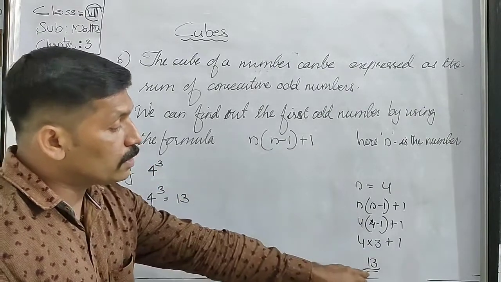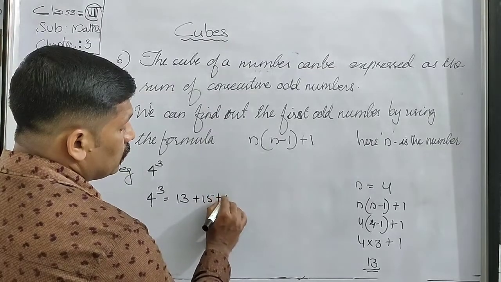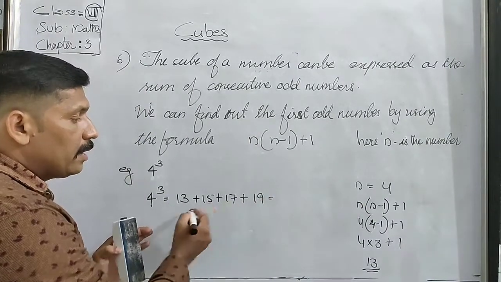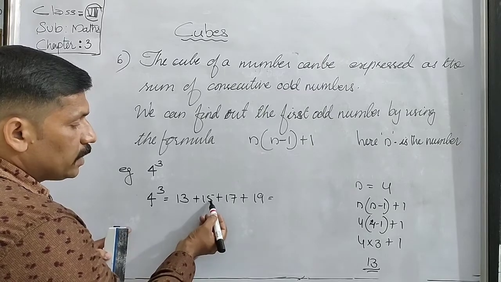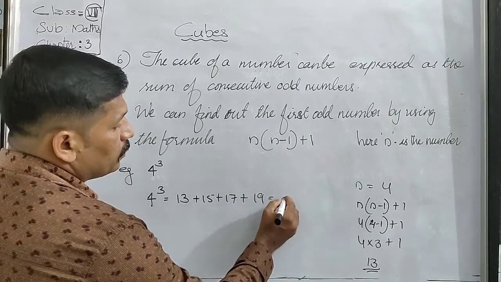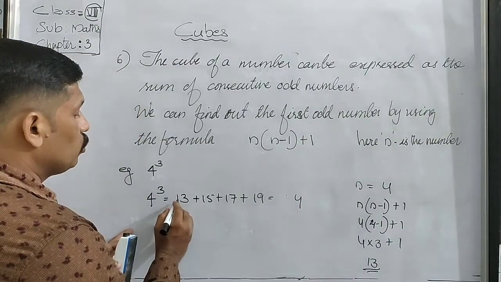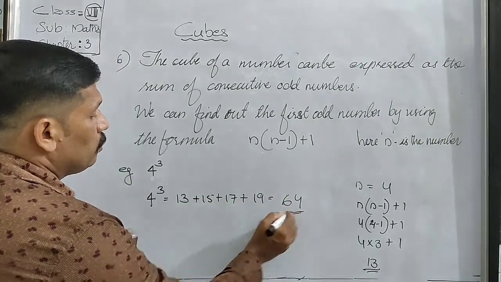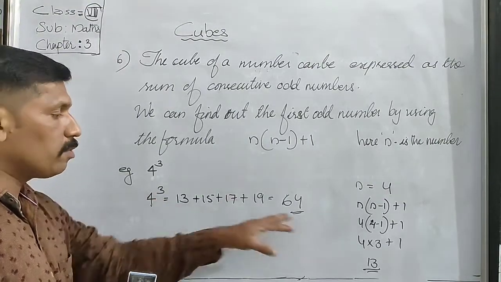In order to add that, first we start with 13: 13 plus 15 plus 17 plus 19. Now we have written 4 odd numbers. Here we can add and see. 3 plus 5, 8; 8 plus 7, 15; 15 plus 9, 24. For 24, we write 4 here and carry 2; 2 plus 1, 3, 4, 5 and 6, 64. So 64 is the cube of 4. You know that 4 into 4 is 16, and 16 fours are 64.